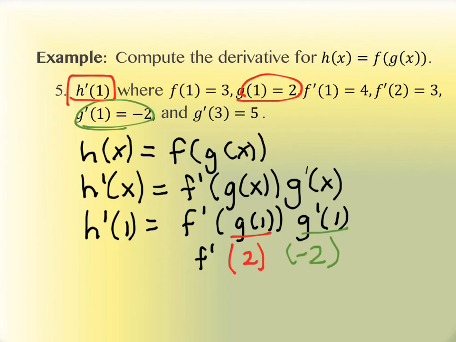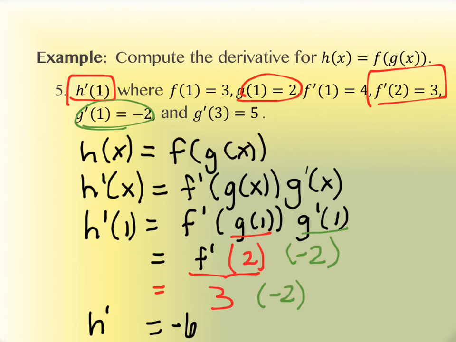Do not be tempted to multiply the negative 2 and the 2 here. This 2 that's in red is inside of a function called f, or actually called f prime. But I know that value. What is f prime of 2? So f prime of 2, we said up here, is 3. So this piece right here is actually the number 3 times the second piece over here, which was the number negative 2. And what does that work out to be? Negative 6. So h prime of 1 is negative 6.